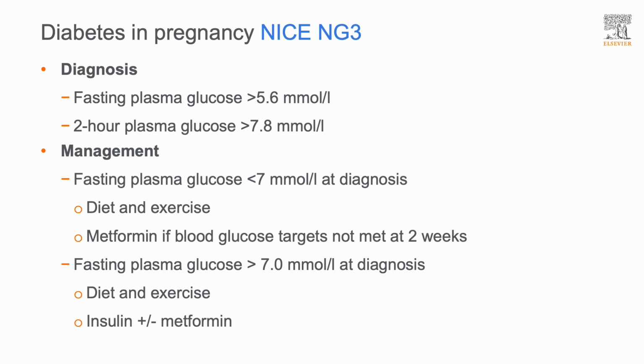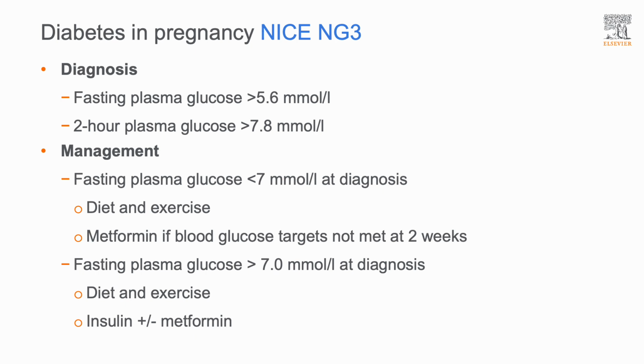Management following diagnosis: for those with a fasting plasma glucose under 7 millimoles per litre, diet and exercise are trialled in the first instance for a 2-week period, with metformin then offered if blood glucose targets are not met after 2 weeks. For patients with a fasting plasma glucose above 7 millimoles per litre at diagnosis, diet and exercise is recommended and immediate insulin treatment with or without metformin should be offered.